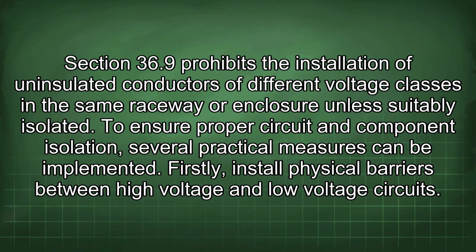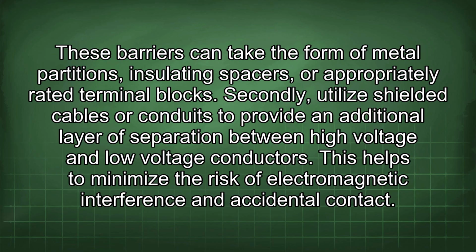Firstly, install physical barriers between high voltage and low voltage circuits. These barriers can take the form of metal partitions, insulating spacers, or appropriately rated terminal blocks. Secondly, utilize shielded cables or conduits to provide an additional layer of separation between high voltage and low voltage conductors. This helps to minimize the risk of electromagnetic interference and accidental contact.